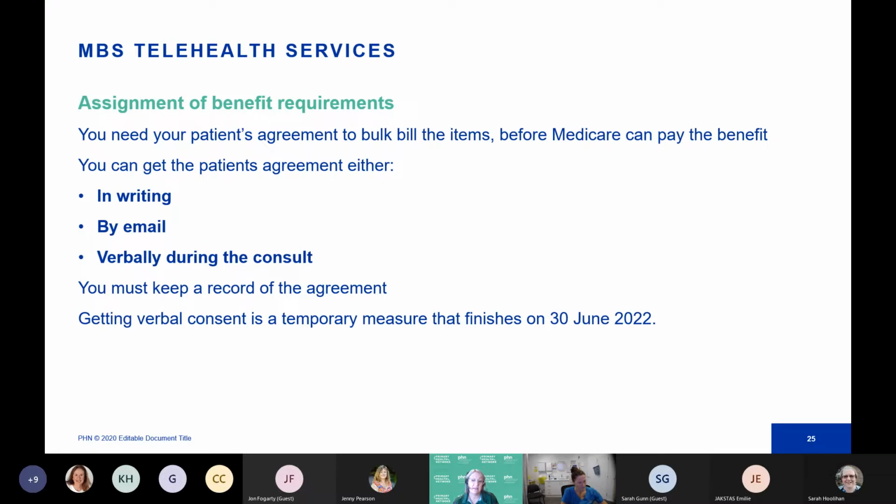You must keep a record of the agreement, and getting the verbal consent is a temporary policy measure, and this also finishes on the 30th of June 2022. Look, it may get extended, but at this stage there is a cut-off in June. That is a really important step for auditing purposes. You don't want to get audited and then find that you've missed documenting that.